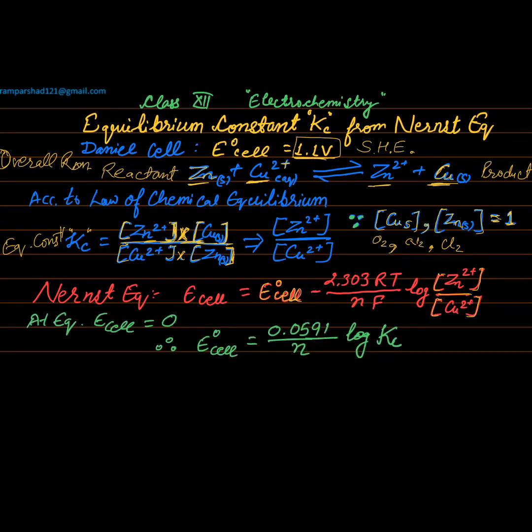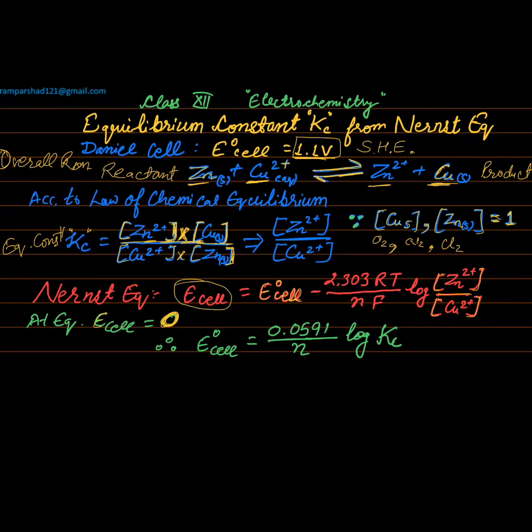And now when the reaction is at the equilibrium stage, means the rate of the forward reaction is equal to the rate of the backward reaction, then E of the cell, means EMF of the cell, becomes equal to 0. No current will be produced, no electricity will be produced, no transfer of electrons will take place. So at this stage this thing becomes equal to 0.